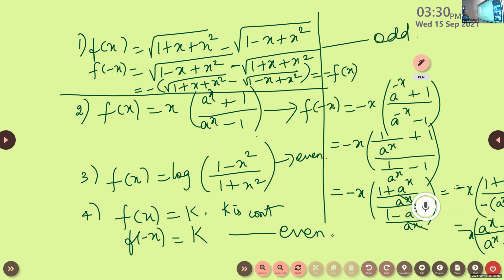Is it clear? How to check whether the function is even? In the place of x, if you put x as minus x, and we get the same function, it is even. If you are able to take one negative as common, it will become an odd function. F of minus x is minus of f of x.